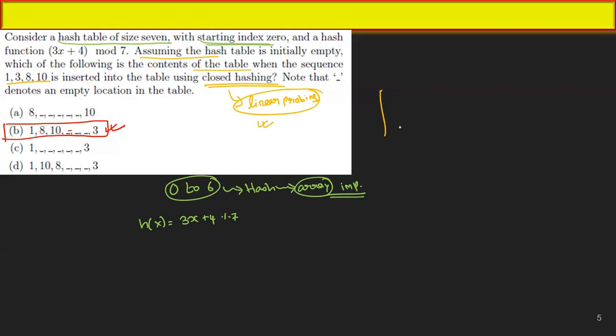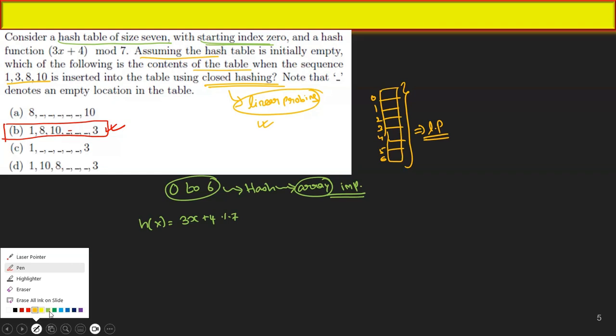Because you are having a boundary. Say yes or no, you are having a boundary now to play: 0, 1, 2, 3, 4, 5, 6. You are having a boundary to play. If you have to play only within this, then you are going to apply linear probing. Any doubt in that? Very, very basic concept, right? Very, very basic concept. So now you are going to apply it.